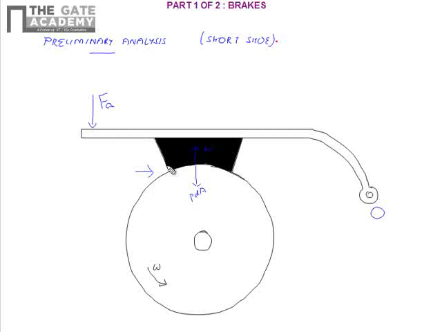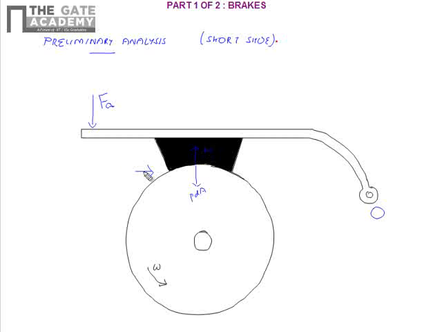So this normal reaction caused by the braking shoe on the moving wheel causes a friction force which tries to retard the motion of the wheel. And what will be this friction force? It will be mu, the coefficient of friction, times the normal reaction acting on the wheel.